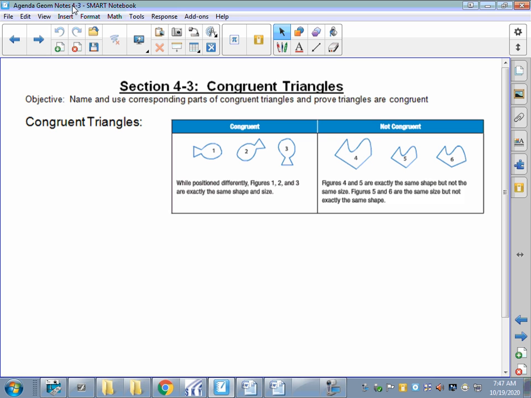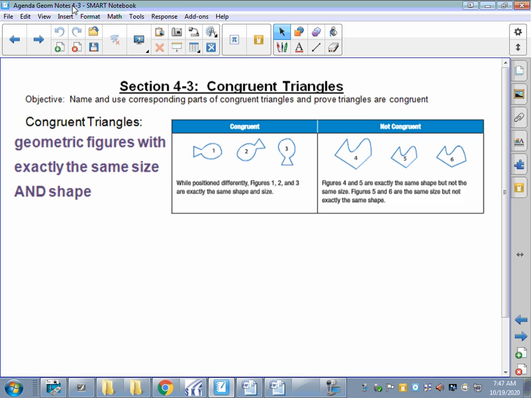It's equal, right? So geometric figures with exactly the same size and shape. So notice in the little box that's marked congruent here, they look like little fishes to me. I don't know about you. But all three of those figures, 1, 2, and 3, are all exactly the same size and shape. They can be rotated around. They can be flipped. They can be turned, twisted, whatever it might be, but they're still the same size and shape.